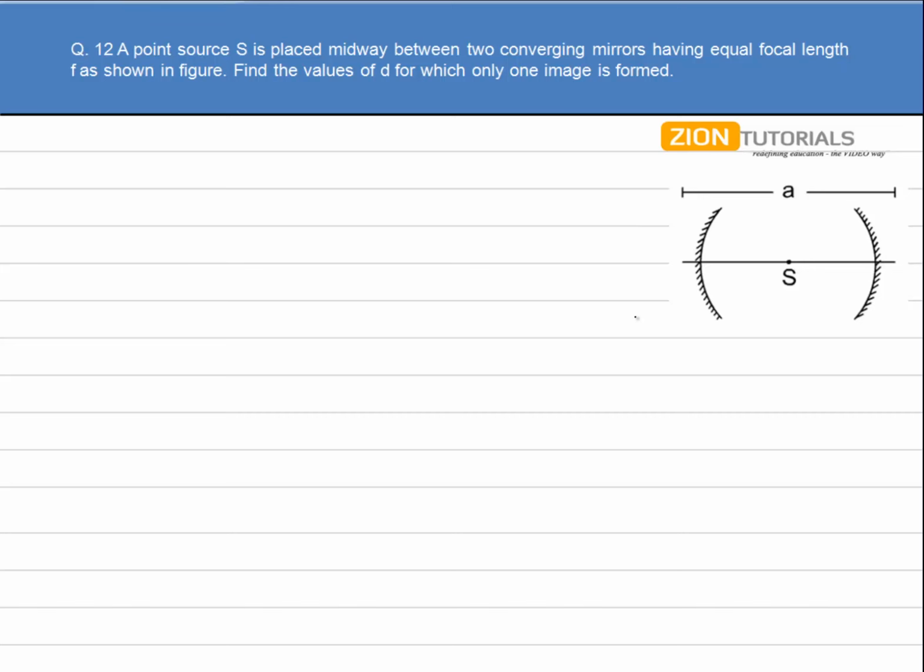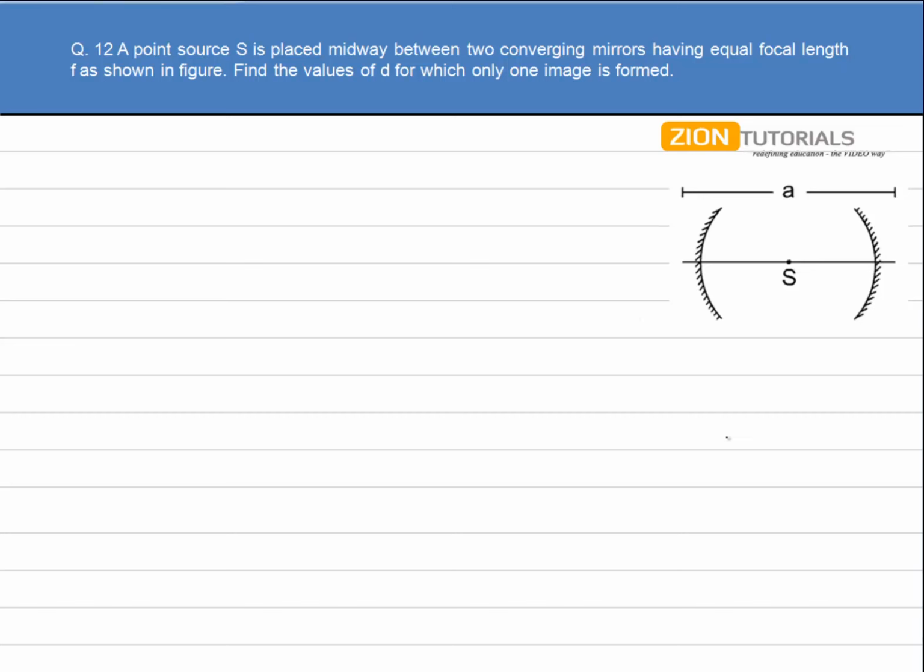A point source S is placed midway between two converging mirrors having equal focal length, f, as shown in the figure. Find the value of d for which one image is formed. Okay, now to solve this problem, there is a concept.